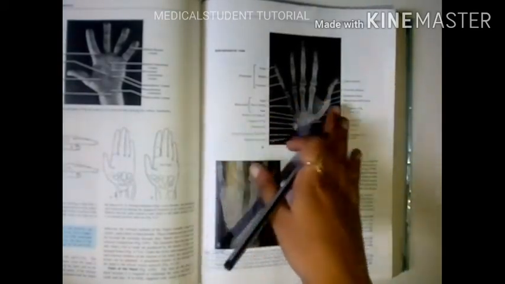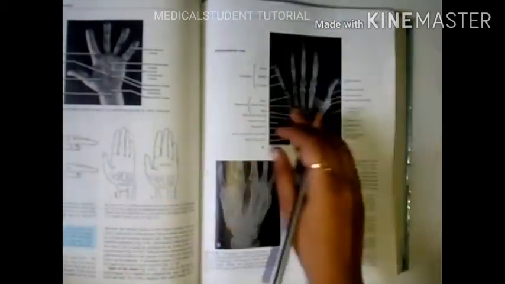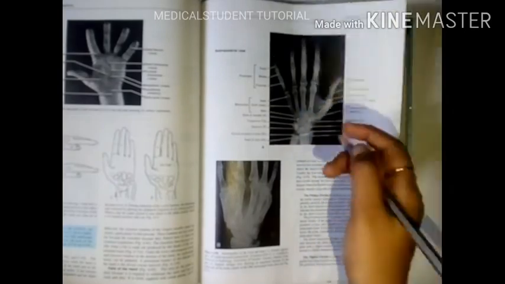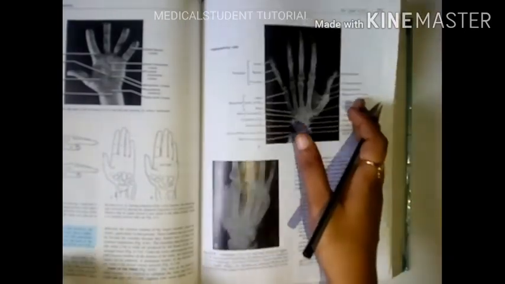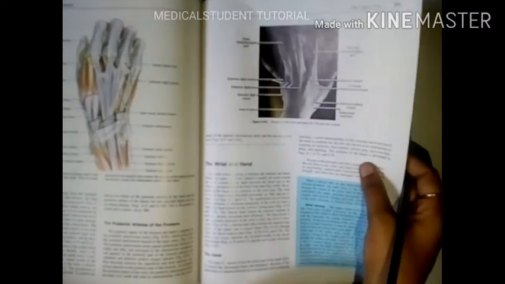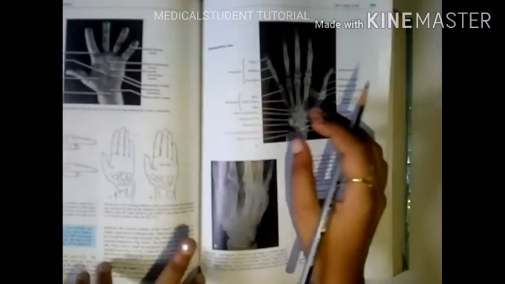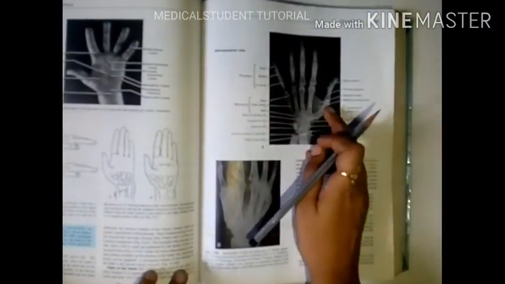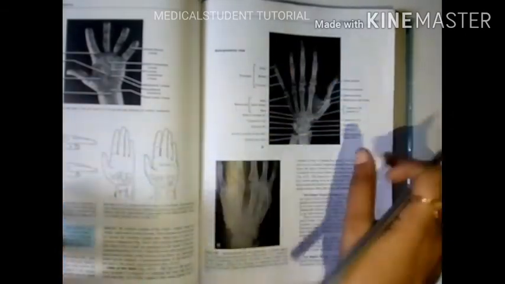Total anatomy, another revision. This is the wrist joint, or wrist and hand. This has 8 carpal bones, 5 metacarpal bones, and 14 phalanges. That's it.